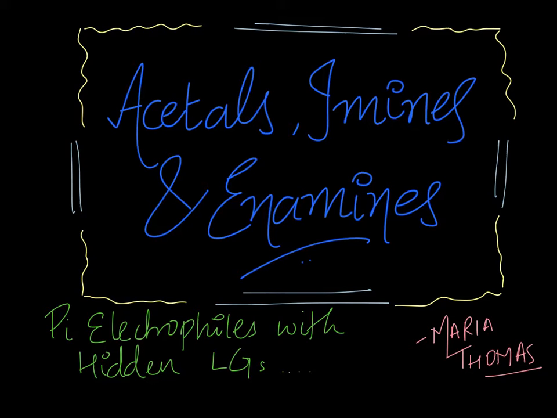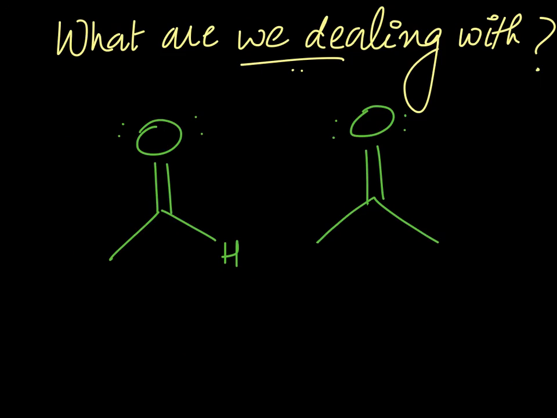This topic actually deals with your pi electrophiles that have hidden leaving groups. So we'll talk about some of the differences between these three groups as well as some of the little things to take note of. So let's jump to the big question. What exactly are we dealing with?